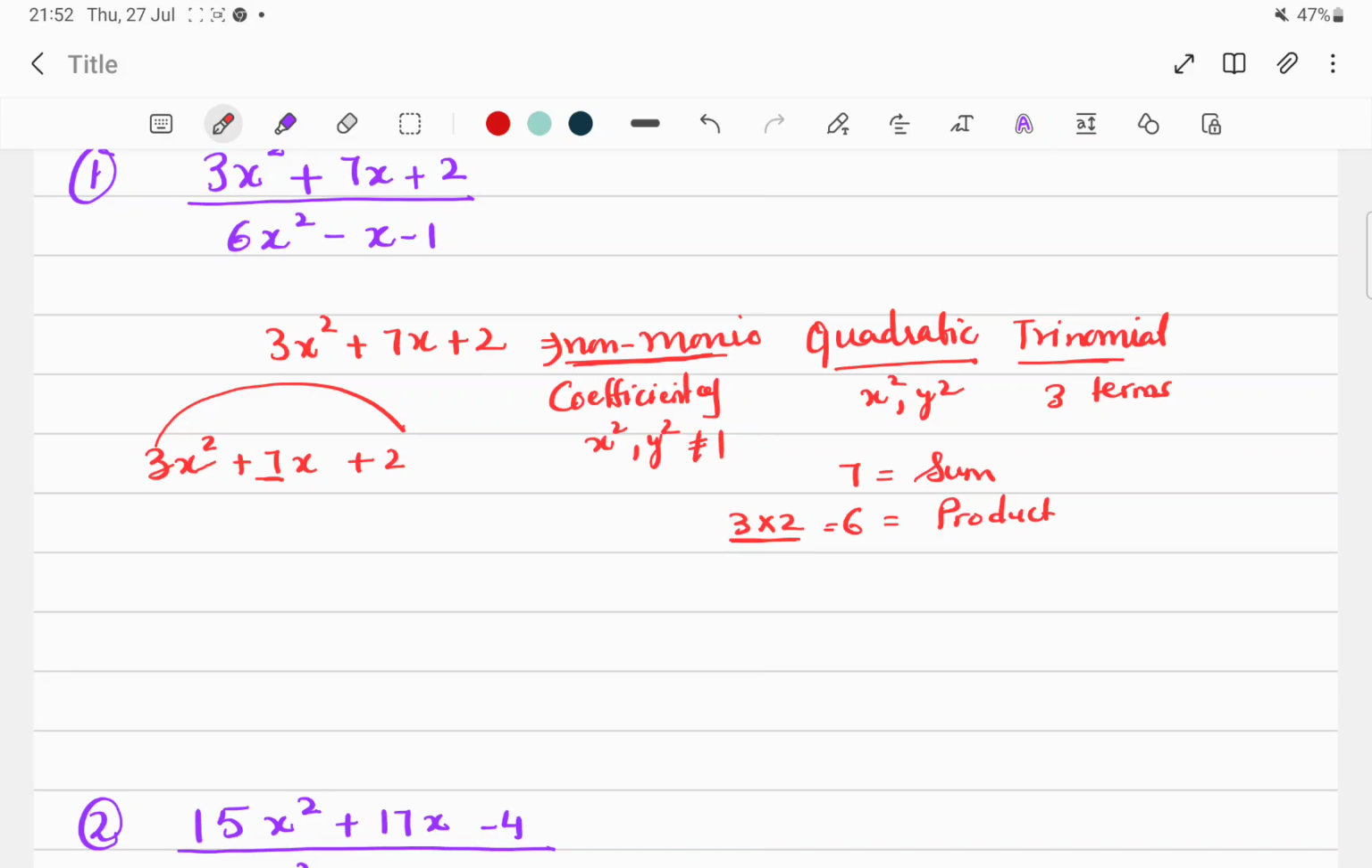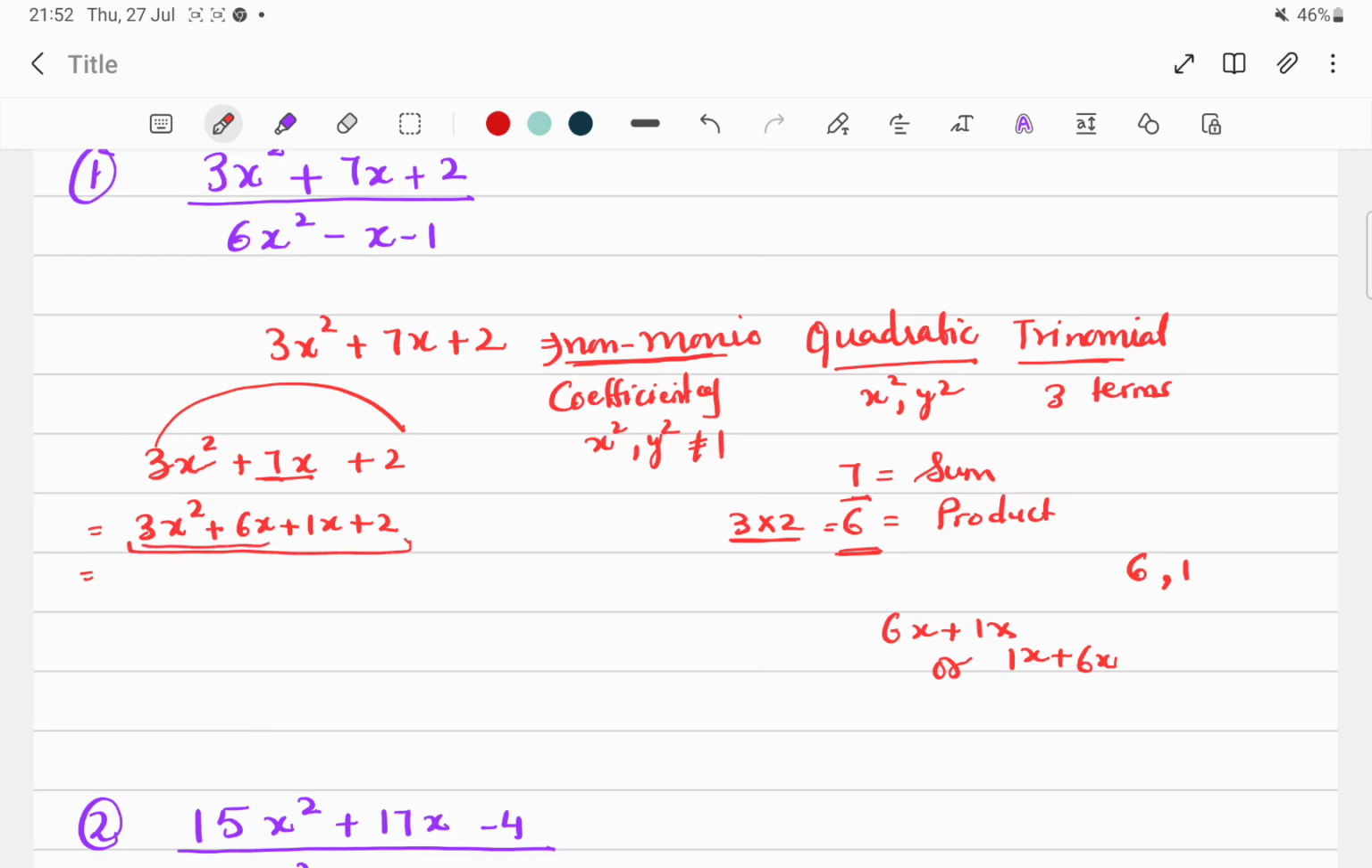Now you have to look for two numbers which give you the product of 6 and sum as 7, and those numbers will be 6 and 1. So this middle term you will split as 6x and 1x. You can write it in any order, 6x plus 1x or 1x plus 6x. So here it will be 3x squared plus 6x plus 1x plus 2, and then we have split this middle term into 2 terms, so now we have 4 terms in total.